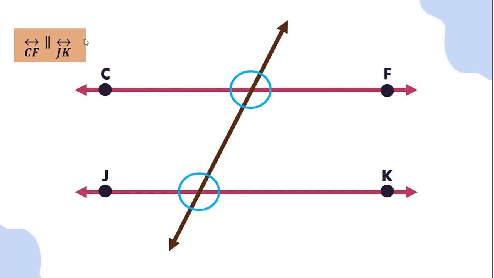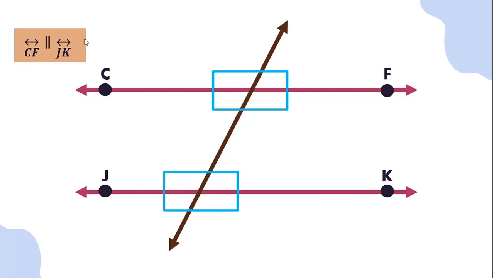But for the example, we will look at a transversal that is not perpendicular to the parallel lines. Now, when a transversal crosses through parallel lines, it creates a bunch of angles, and we want to explore the relationship between these angles. Now, if we pinpoint those two sets of angles, we should notice that they look pretty much identical.